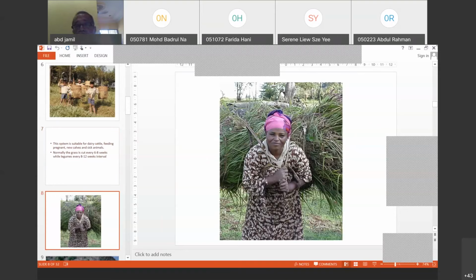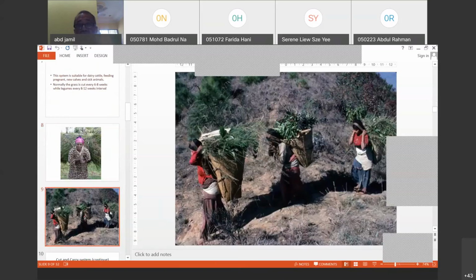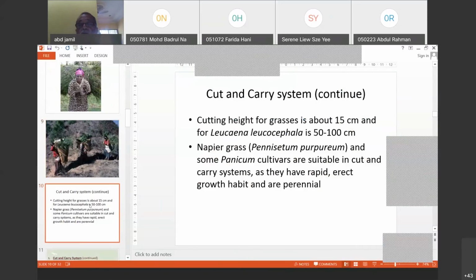Ladies can do this job as well, not just men. In Africa. So on the cut and carry system, the cutting height is very important. For Napier grass, it should be about 15 cm from the ground level. But Lucina, remember Lucina is that petai belalang. Okay, petai belalang you cut it at the height of 50 to 100 centimeters. Petai belalang is a tree, it's not grass.